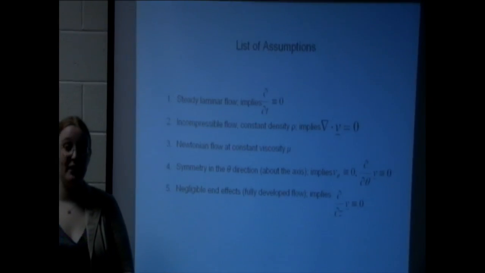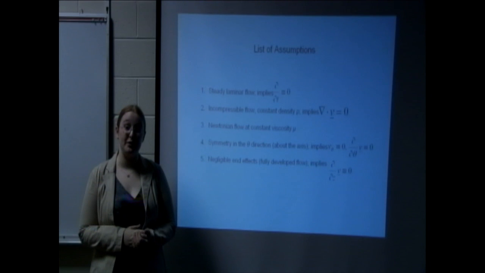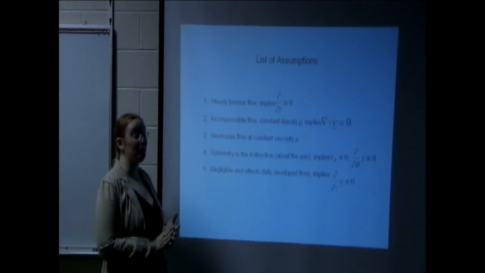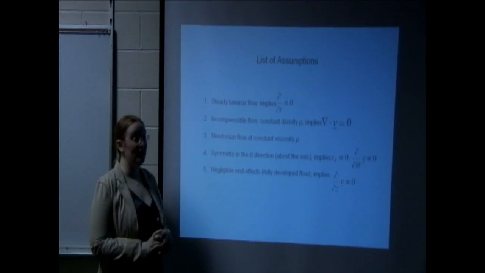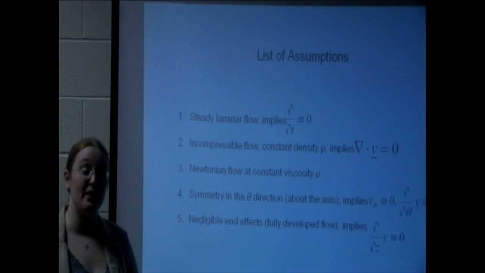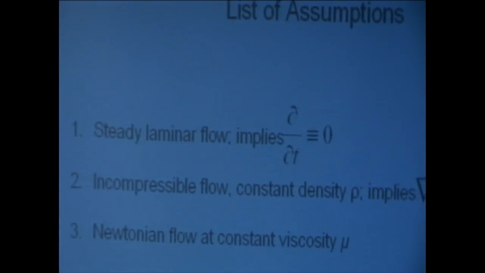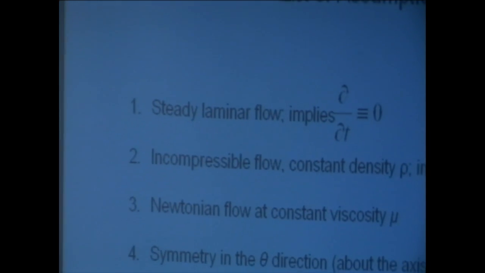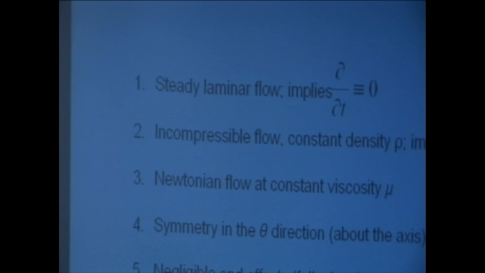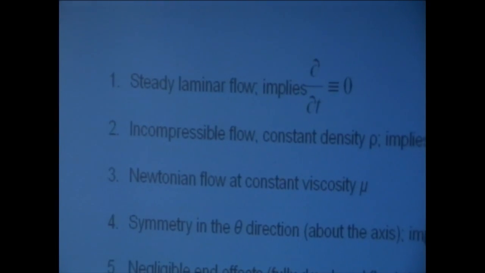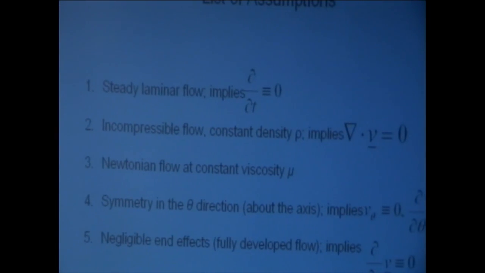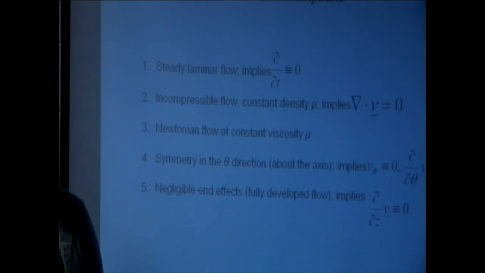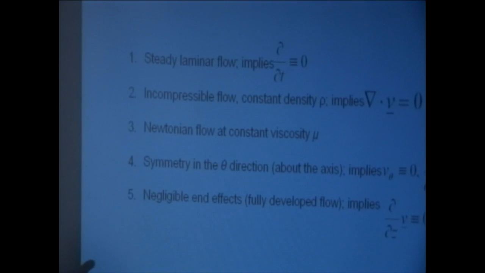The first step in any of these problems is to list out your assumptions so that you can simplify your equations as much as possible. Our first assumption for both of our problems is that we have steady laminar flow. That means the flow does not change with time, so we can eliminate all derivatives of velocity with time. Our second assumption is that we have incompressible flow. This allows us to assume a constant density. Our third assumption is that we have Newtonian flow, therefore allowing us to assume a constant viscosity.